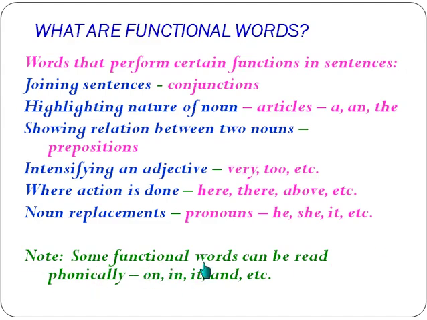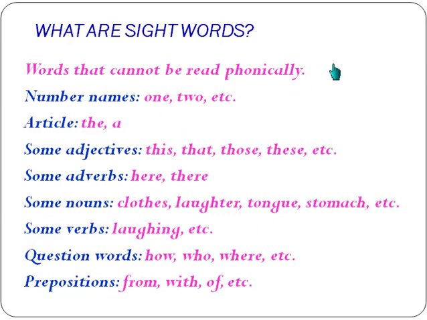Notice some functional words can be read phonically. On, in, it, and. What are sight words? Words that cannot be read phonically. Number names. Let's take this number name. If we read it phonically, notice how it sounds. O, n, e, o, ne, which is wrong. It is one. So, such words are presented as one single unit.